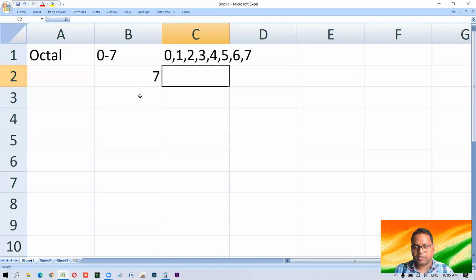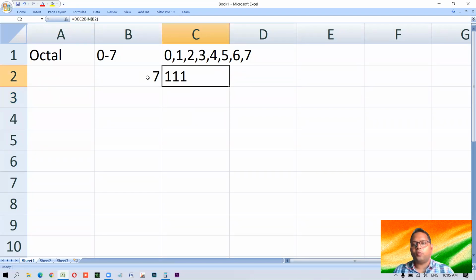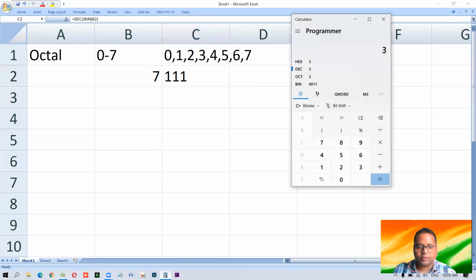You have learned how to convert a given decimal number to binary. You can use this dec to bin function. Look at this, you cannot use it anytime. For a smaller decimal number, it works. For a larger number, you need to use a calculator. 111. If you still want to verify, then just choose decimal and write here 7. You will see 111 is the binary of 7.